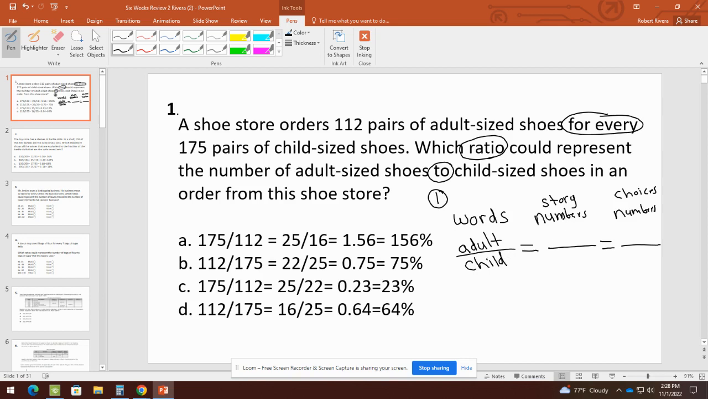Now I'm going to look at the numbers that go with adults. You read over here, it's 112 pairs of adults. So 112 will go here. Second, I'm going to check who goes with the child. You look over here, it says 175 pairs of child, so 175 will go there. So I'm done with my ratio. This ratio is adult to child, 112 to 175.